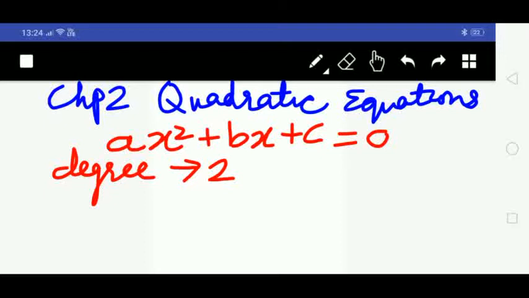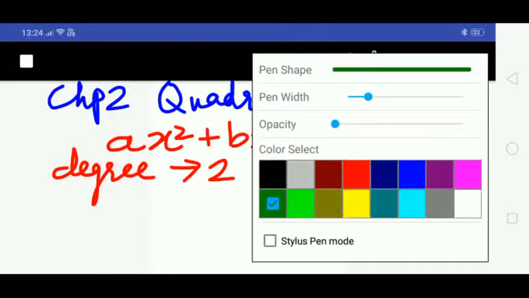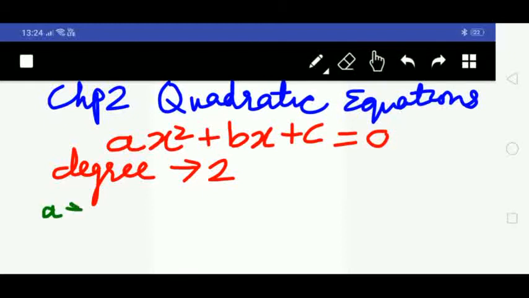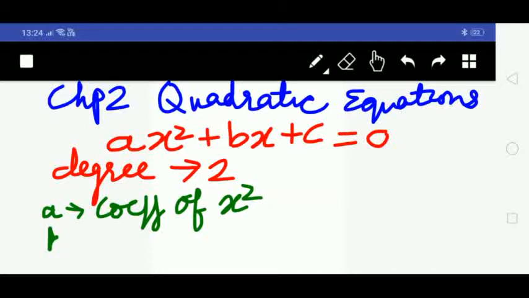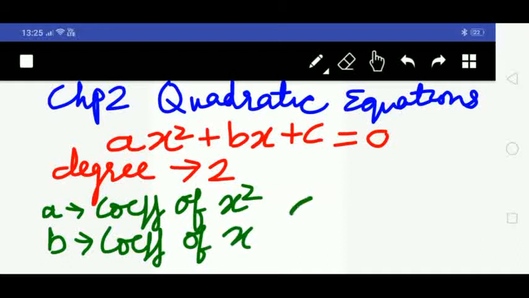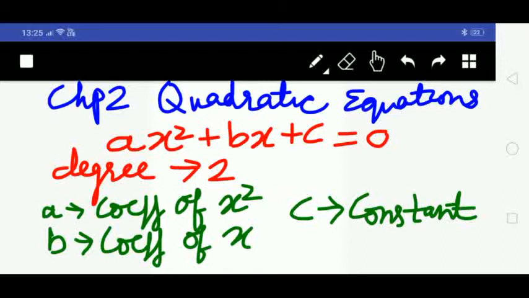Now A is known as coefficient of x square. B is known as coefficient of x, and C is known as the constant term. And the general form of a quadratic equation is ax square plus bx plus c equal to 0.